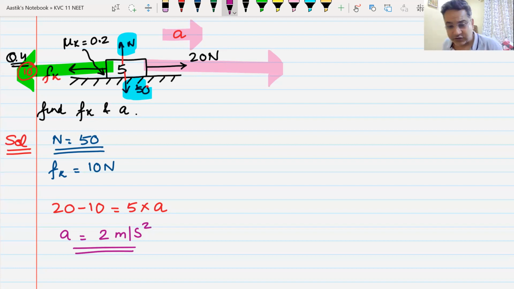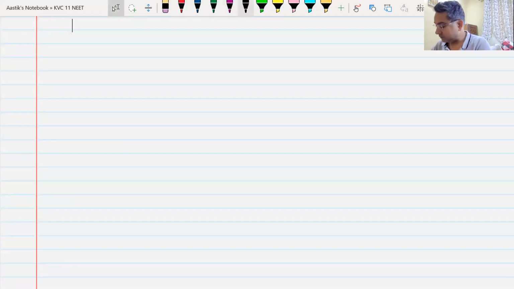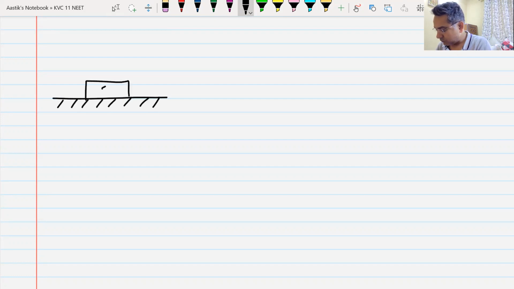I'll give one more question for everyone to do. Do it fast. This is a 2 kg block. I've applied a force of 20 newtons here. The value of mu k is 0.2.